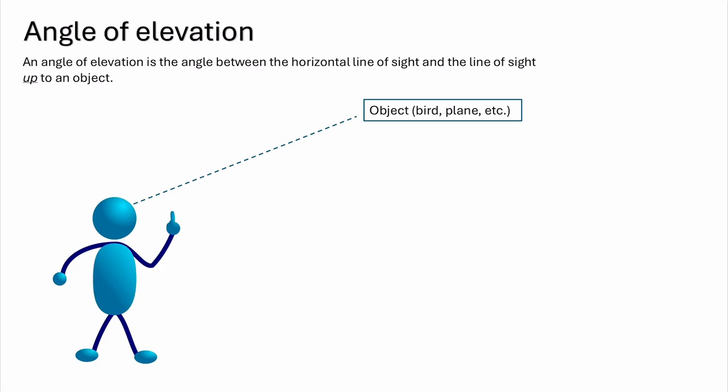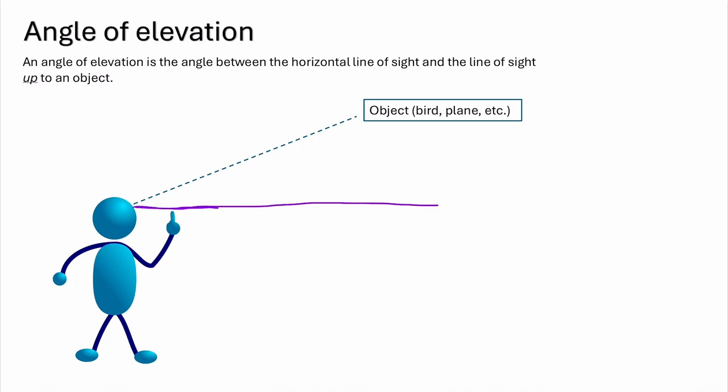So if you look at this person right here, imagine they're looking up at an object. Up here you have like a bird, plane, whatever's up there. So they're looking up at this object, right? You can see with this dotted line their line of sight. And then it forms an angle with the horizontal.